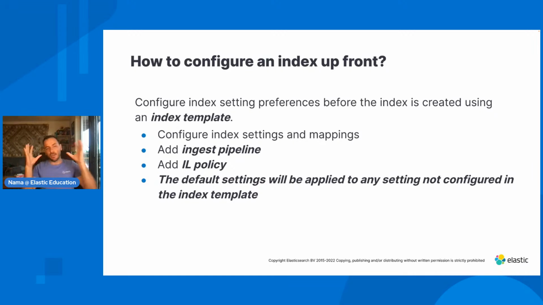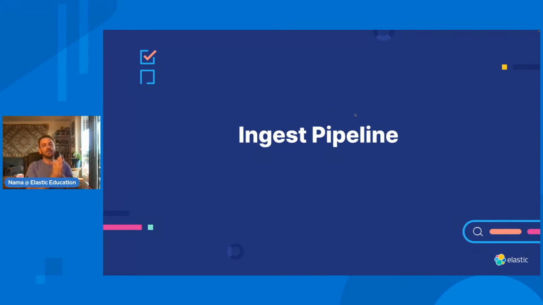All these settings we can go ahead and configure up front, so that the index, when it gets created, takes the settings we configure and not the system default settings. Anything we don't configure will just take on the system default settings. And that, in my opinion, is usually not appropriate for what you want to use in production.